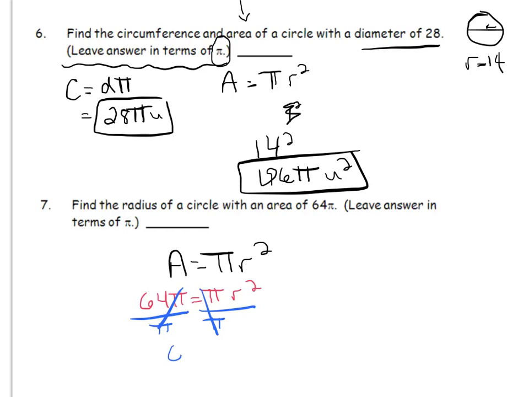And you're left with 64 equals r squared. Well, my question to you is, how do you unsquare a square? Well, you just take the square root. Square root of 64 leaves you with a radius of 8, and this is 8 units. Now, when you take the square root of 64, technically you get negative 8 and a positive 8, but a radius is a length. Remember, length can't be negative, so your only answer is 8 units.